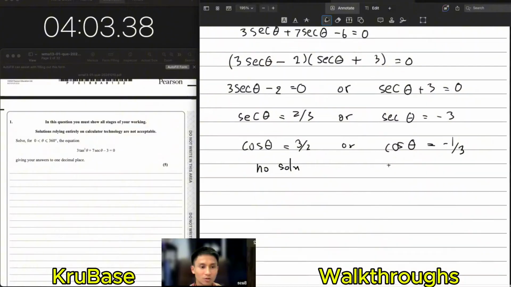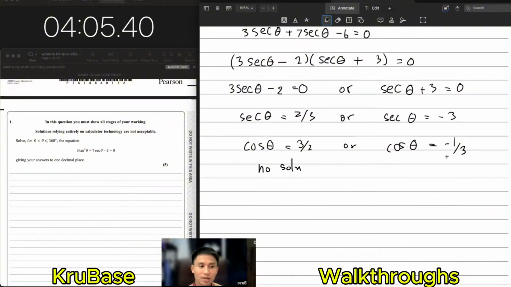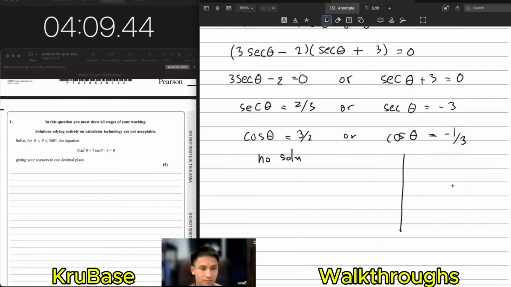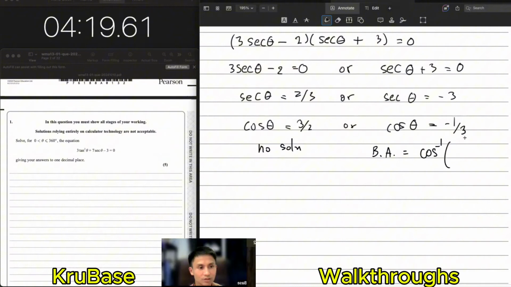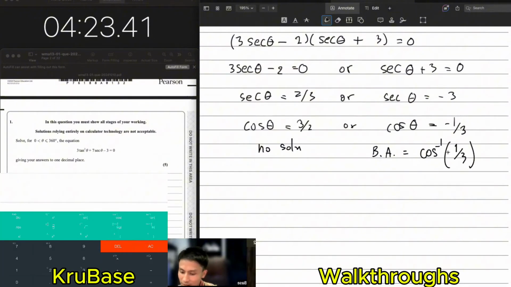But we would be only interested in cos theta being minus 1 over 3 here, so using the CAST diagram, we would like to find what's called the basic angle first. So I'm just doing that by taking arc cos of a positive value here, okay? We only take the positive value there. And this one is in degrees, so I need to change my calculator to degrees. And then I'm doing arc cos 1 divided by 3 there.